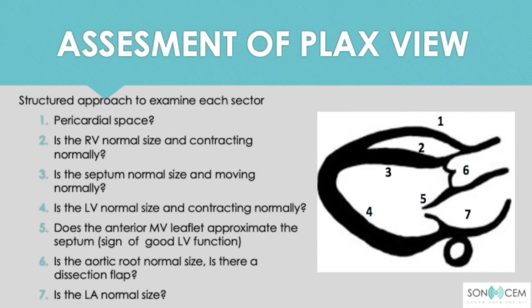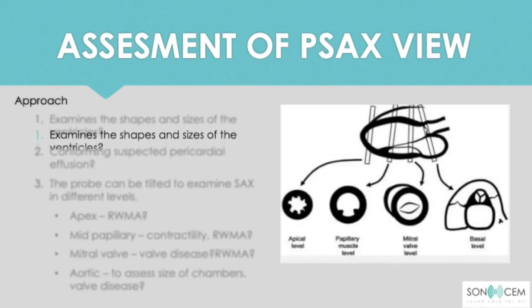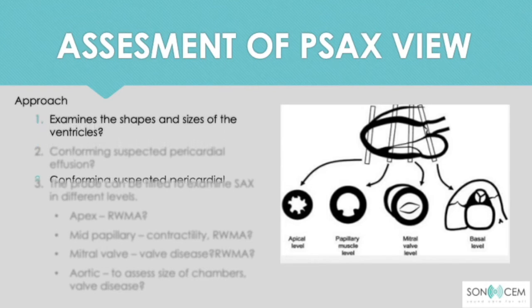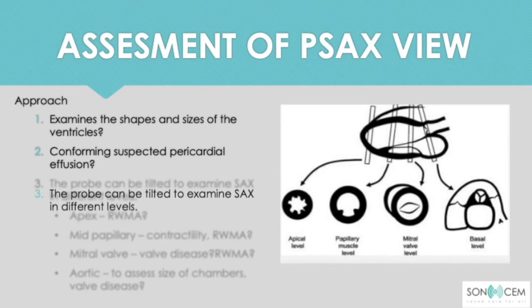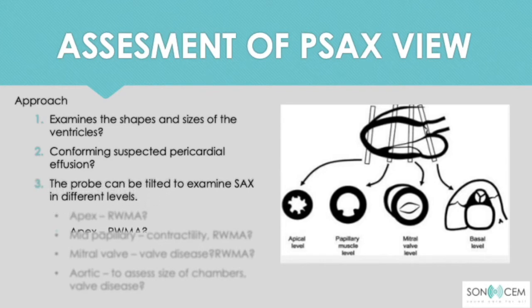Okay, is the aortic root normal size? Is there a dissecting flap? Is the LA normal size? And the assessment of parasternal short axis view: examine the shapes and sizes of the ventricle, confirming suspected pericardial effusion. If we see it in another view, we confirm with this view.